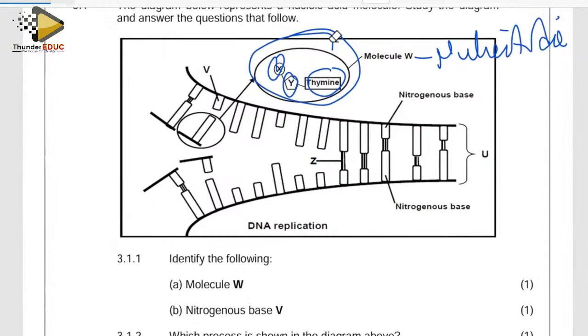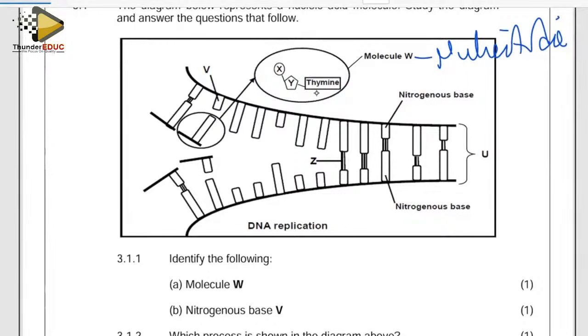Nitrogenous base V. If this is this, and this is thymine, this thymine came from here. So what is V? Do you get it?